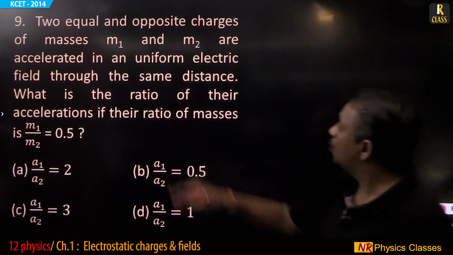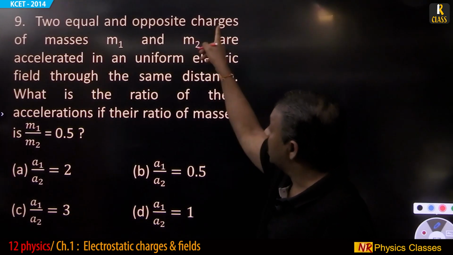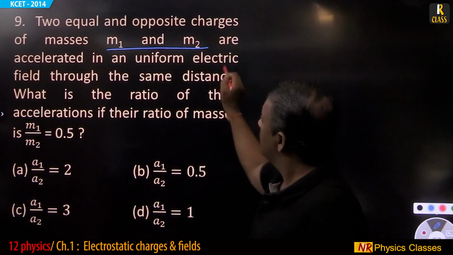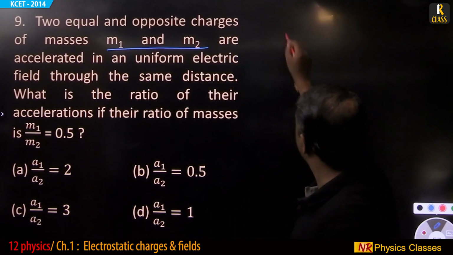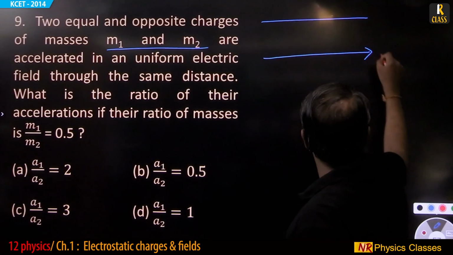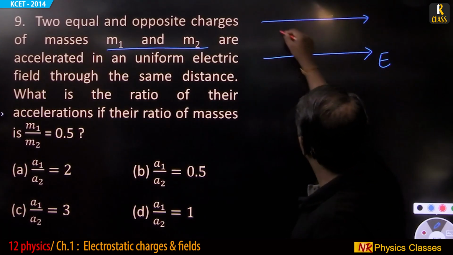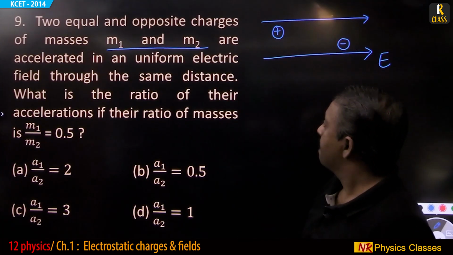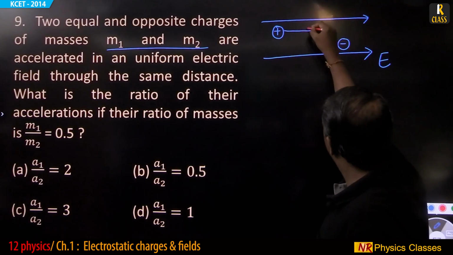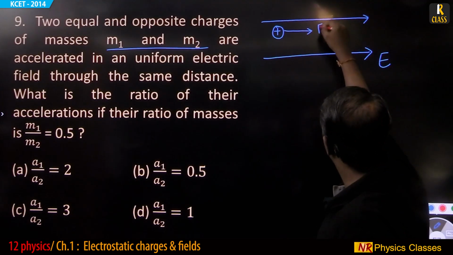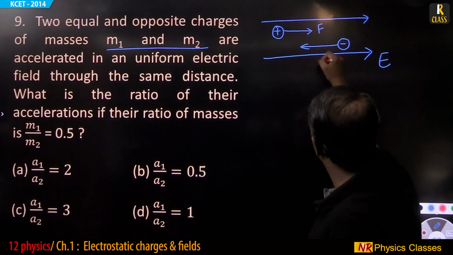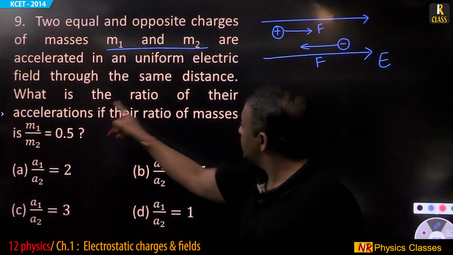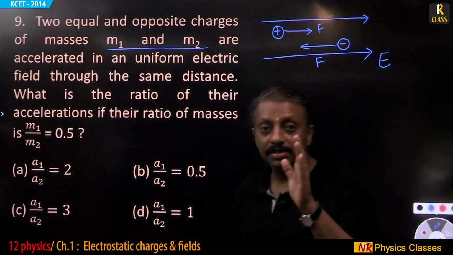Okay. Two equal and opposite charges, with different masses, are accelerated in a uniform electric field. Let this be the uniform electric field, E. One is a positive charge, the other one is a negative charge. A positive charge experiences force in the direction of the electric field, a negative charge against the direction of the electric field. What is the ratio of their accelerations?